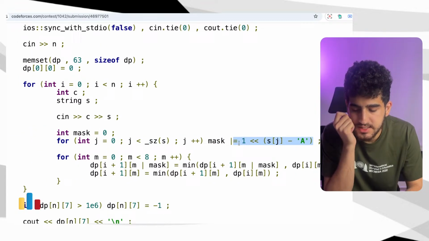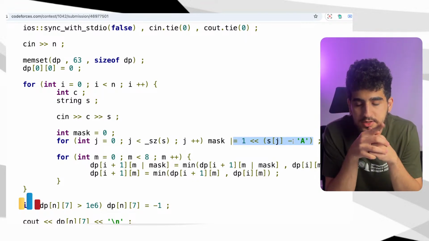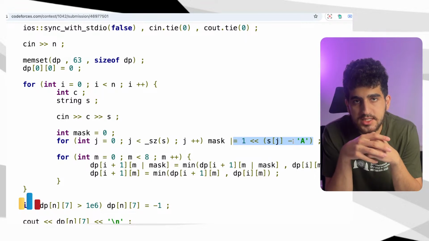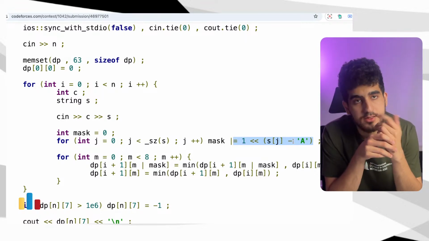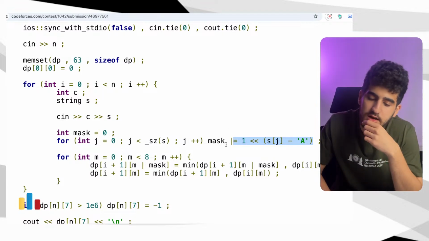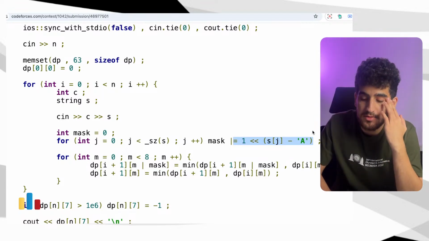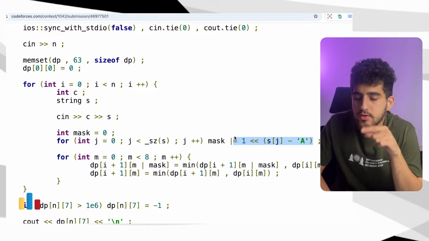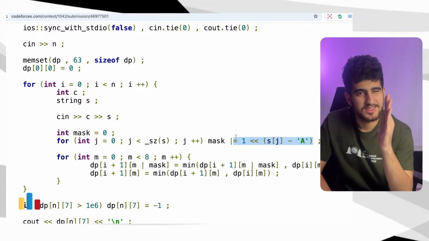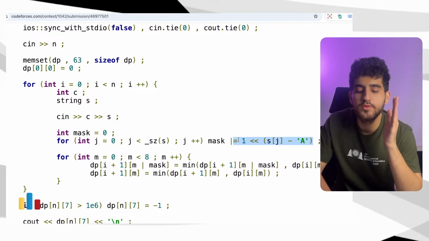This part, 2 to the power of s of j minus a, just means that if s of j is a, I should add 2 to the power of 0. If s of j is b, I should add 2 to the power of 1. If s of j is c, I should add 2 to the power of 2. So I'm adding that value to my mask. I'm saying mask or equal to that. For example, if this is c, mask or equal to 2 to the power of 2 makes the third bit, with index 2, equal to 1.